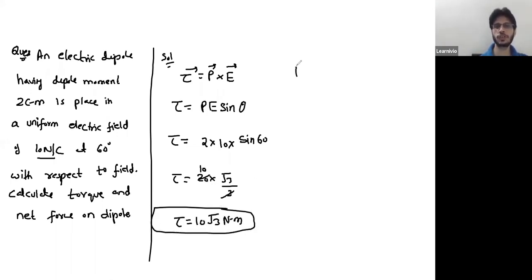This is the net force. The net force is 0. This is the torque acting on the dipole, and the net force on the dipole is 0.